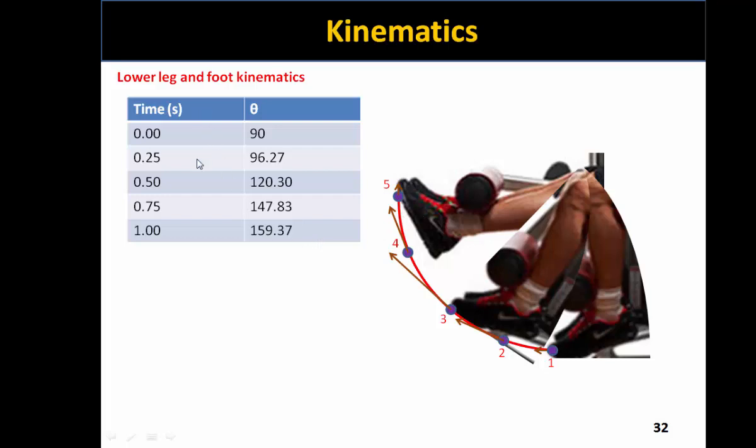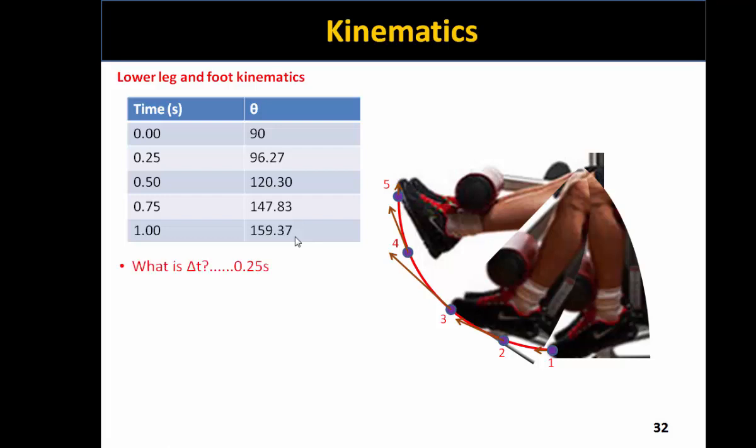Time is going to be our independent variable here, so we've tracked the movement out to 1 second. So the lower leg and foot segment started with an angle of 90 degrees, and at 1 second it was captured at an angle of 159.37 degrees, referenced to a fully knee extended position of 180.